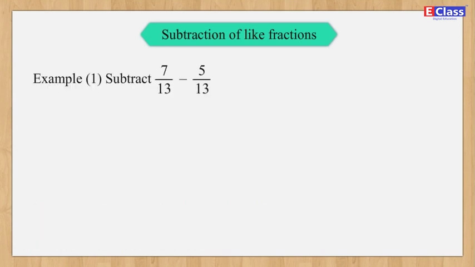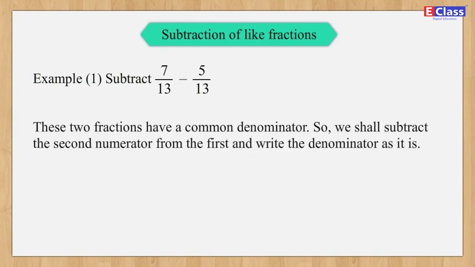Example 1. Subtract 7/13 minus 5/13. These two fractions have a common denominator. So, we shall subtract the second numerator from the first and write the denominator as it is. 7/13 minus 5/13 is equal to 7 minus 5/13, which is equal to 2/13.